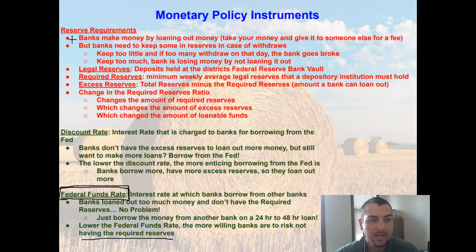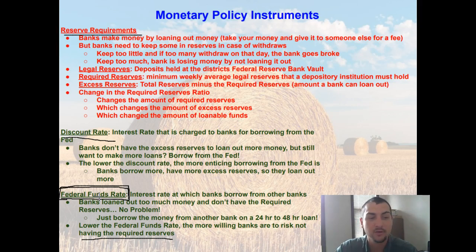So just a quick recap. Each bank is required to keep a certain amount on hand, and the more they're required to keep, the fewer loans they will make, because they have to keep more of those deposits on hand. We have the discount rate, which is the interest rate charged by the Fed. The lower the interest rate, the more enticing it is to borrow from the Fed and loan out to somebody else. So the lower the interest rate, the more loans you're going to make.